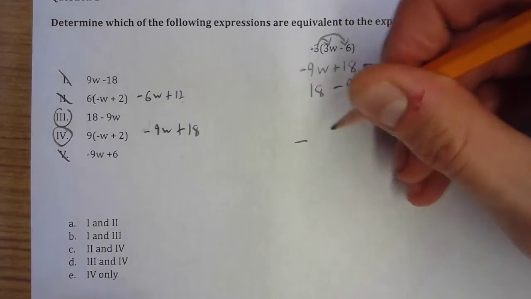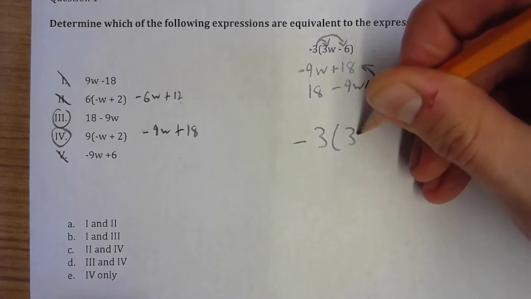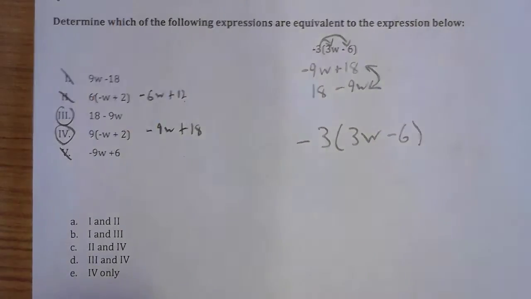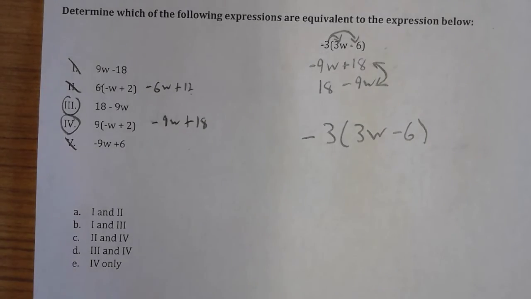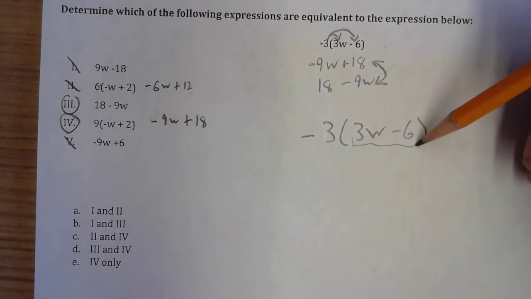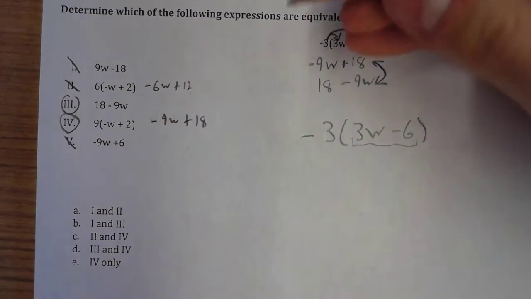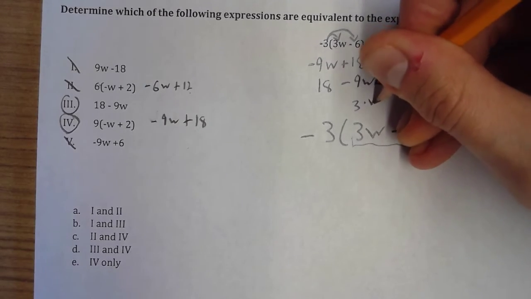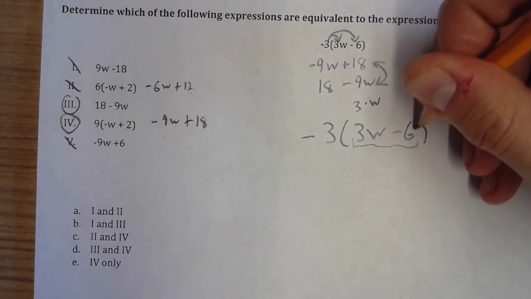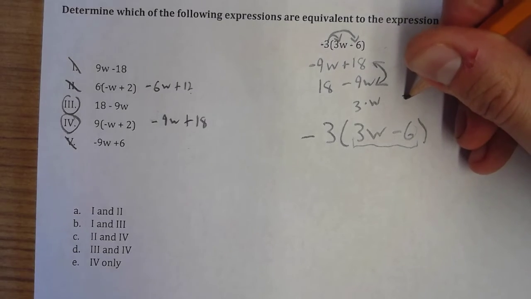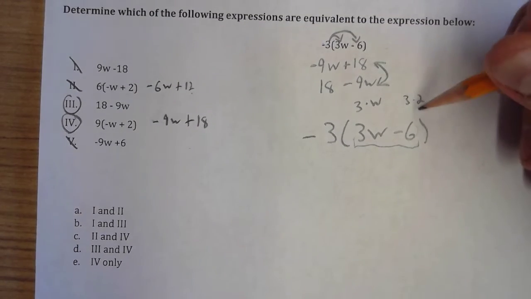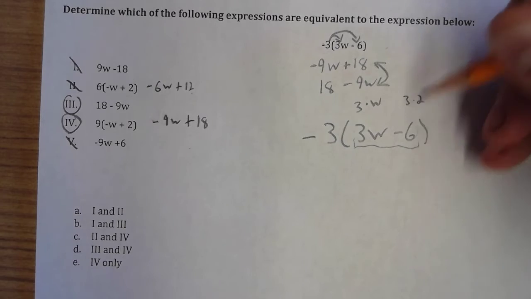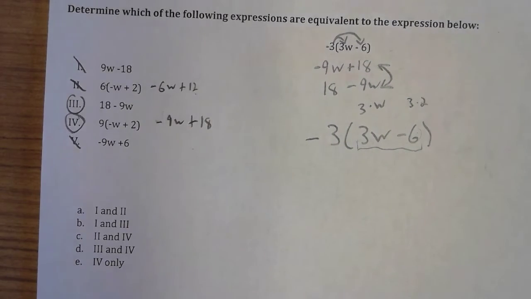So I'm going to rewrite my equation. I have 3w minus 6 times a negative 3. Now, what do I notice in this equation that both numbers have in common? So I have a 3 here, 3 times w, and then I have a 3 here, 3 times 2, right? And this, of course, is being subtracted, so it is going to be a negative, but we know 6 is 3 times 2.